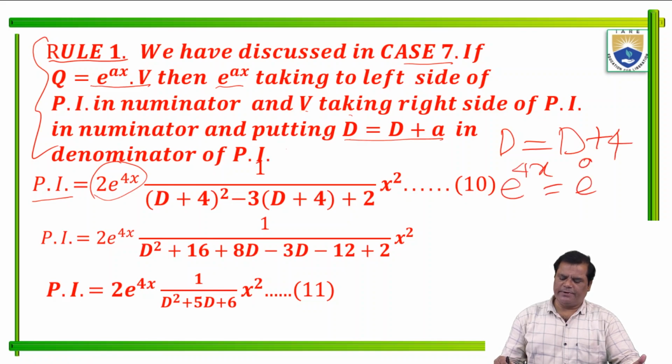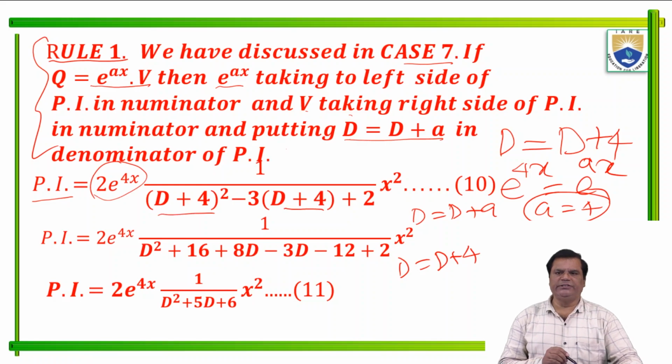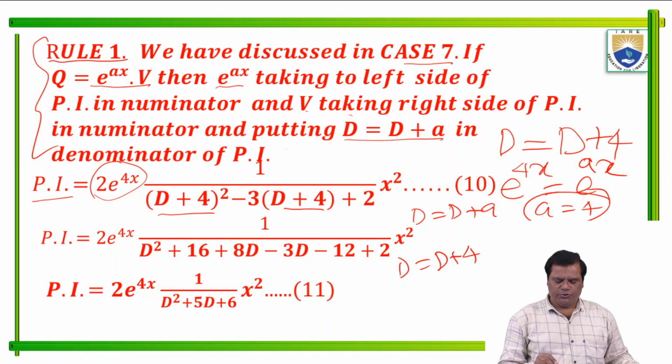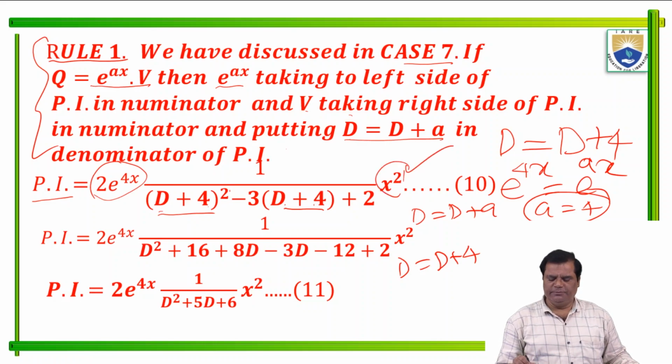Here D converts into D plus 4 because we have e to the power 4x. Compare this with e to the power ax. So a is 4 here. So D equal to D plus a, that means D equal to D plus 4. A is 4 here. So putting D plus 4 for each D in the denominator of PI. So here (D plus 4) whole square minus 3 (D plus 4) plus 2, into x square. This is V. So squaring (D plus 4) whole square.